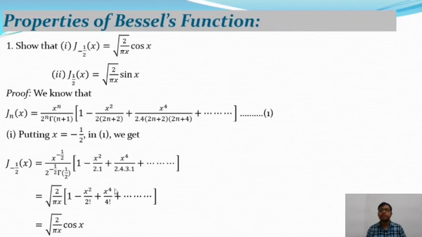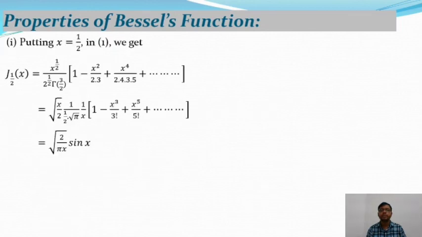And after that we will put n is equal to half in equation 1. We get J half of x is equal to x to the power half by 2 to the power half into gamma 3 by 2. Gamma 3 by 2 is equal to 1 by 2 into gamma half, that means 1 by 2 into root pi, into 1 minus x square by 2 into 3 plus x to the power 4 by 2 into 4 into 3 into 5, and so on up to infinity.